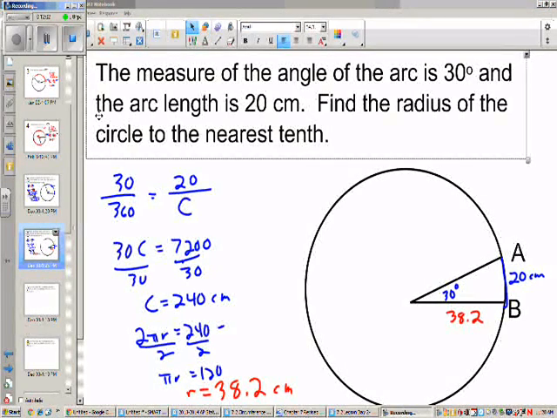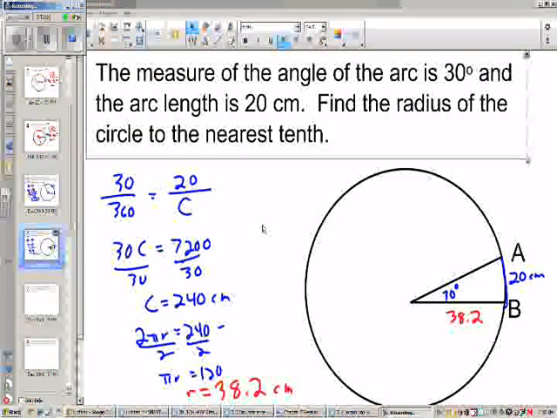All right, that is the video on arc length. Hopefully now you feel comfortable with it.